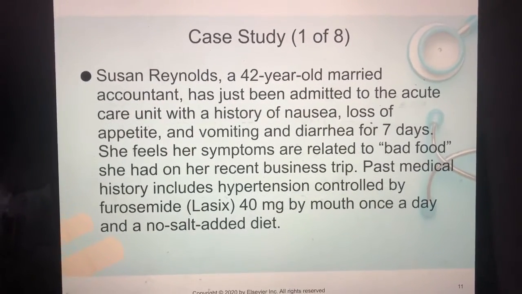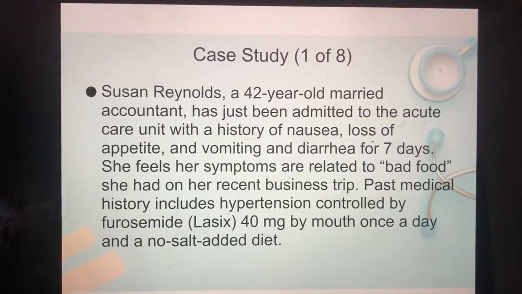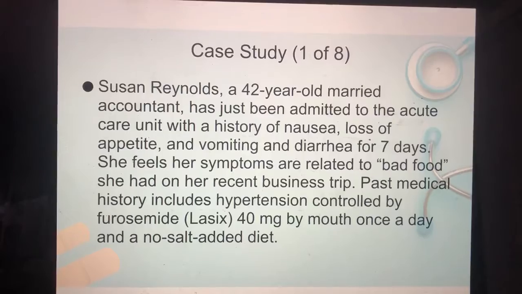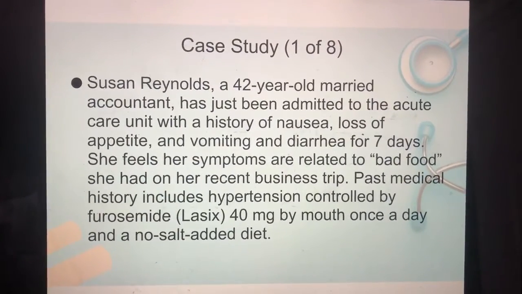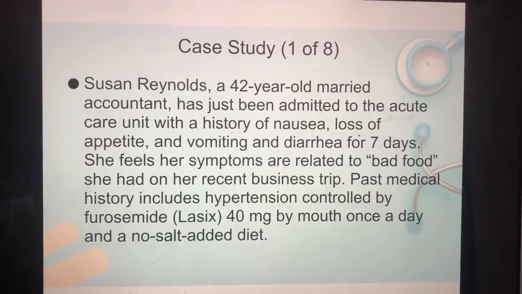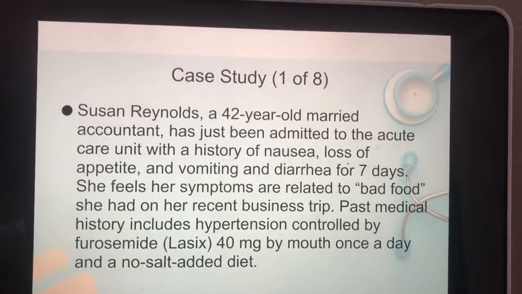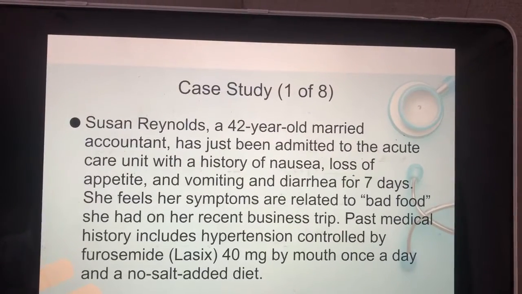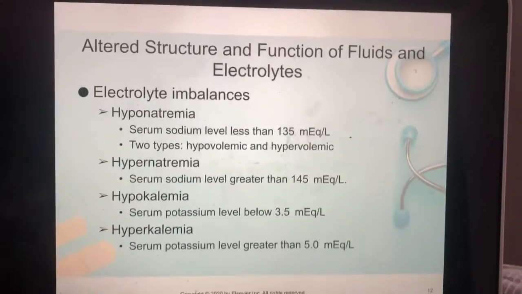So this is a case study. Susan Reynolds is a 42-year-old married accountant, has just been admitted to the acute care unit with a history of nausea, loss of appetite, and vomiting and diarrhea for 7 days. She feels her symptoms are related to bad food she had on a recent business trip. Past medical history includes hypertension controlled by furosemide, which is a diuretic, 40 milligrams by mouth once a day, and a no salt added diet.